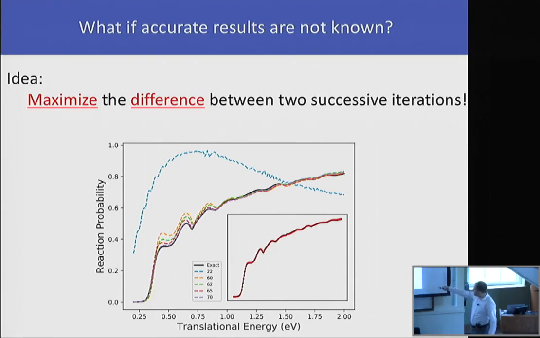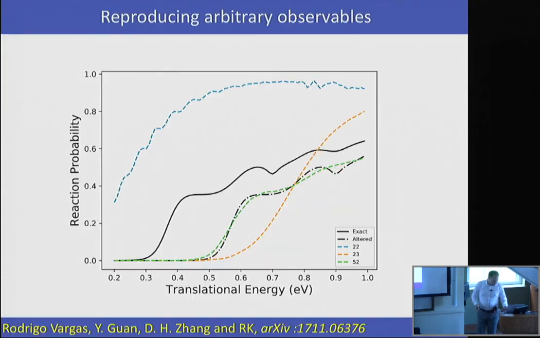But you do converge to the results shown by those red dots here that basically are indistinguishable from the correct results. And again, I want to emphasize that we do not use the black curve in this calculation at all. All we're doing is maximizing the difference between the quantum dynamics observables in the two successive iterations of that optimization loop.